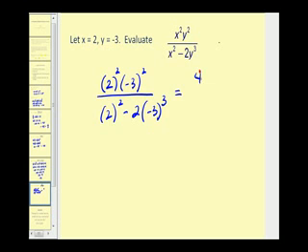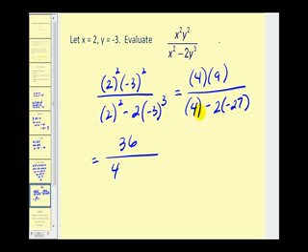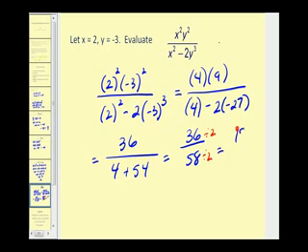So 2 squared would be 4, and negative 3 squared would be 9. Our denominator, we're going to have 4 minus 2 times negative 3 cubed is equal to negative 27. Our numerator is going to be 36. In the denominator, we'll have 4 minus negative 54, which will become plus 54. So this fraction is 36 over 58. These both have a common factor of 2. So in simplified form, the fraction would be 18 over 29.